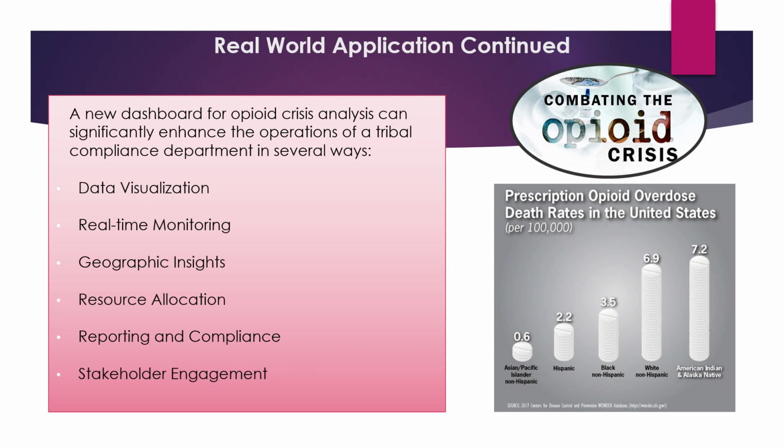Number 5, reporting and compliance. The dashboard can facilitate compliance with regulations by automatically generating reports on opioid-related metrics, simplifying the process of meeting federal and state reporting requirements. Number 6, stakeholder engagement. A comprehensive view of the opioid crisis can enhance communication with stakeholders, including tribal leaders, healthcare providers, and community organizations, fostering collaboration on initiatives aimed at combating the crisis.